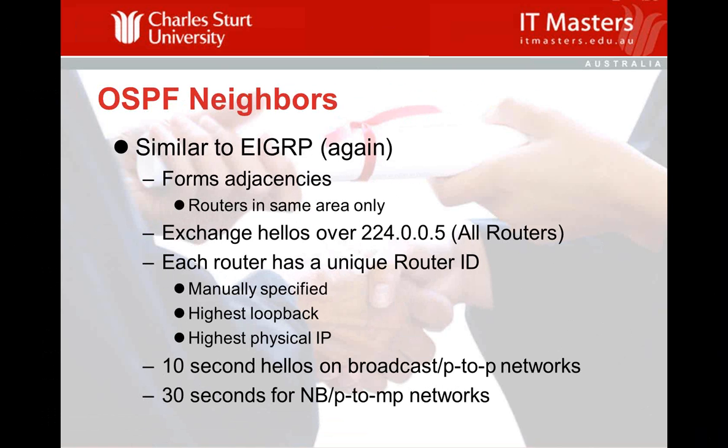So it'll send 10 second hellos on broadcast, so when I say broadcast I mean things like Ethernet, or point-to-point networks, so just back-to-back router connections, and it will send them every 30 seconds for non-broadcast or point-to-multipoint interfaces, so things like ATM, frame relay, that sort of stuff. Note, by default, the dead interval timer, which remember is how long do I wait before I remove my neighbour from the table, the dead interval timer is 4 times whatever the hello interval is. Okay? And again, they can be adjusted on a per interface basis. You must adjust both at the same time, otherwise you'll get issues.